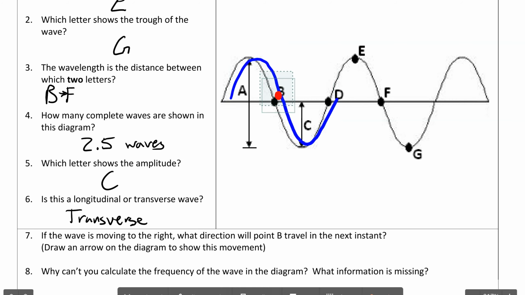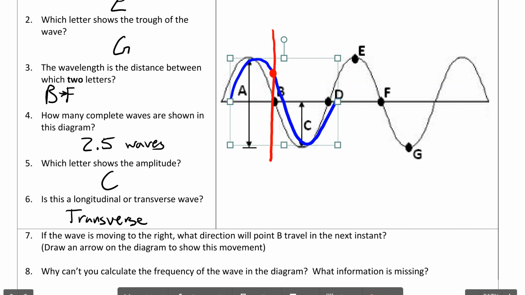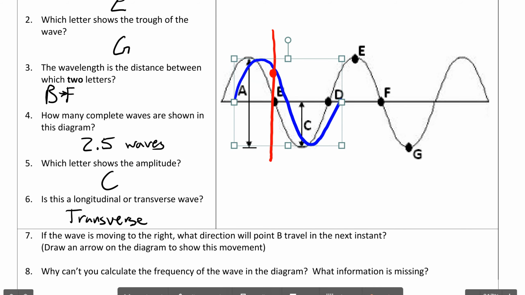See, now point B has to stay in the same location here. It has to stay in the same line. It can't move. The wave isn't moving the matter, okay? It's moving the energy. So B has to stay on this line. Let's draw the line that it has to stay on. Okay? Has to stay on this line. And when I move, the wave gets to move, like the energy is moving.